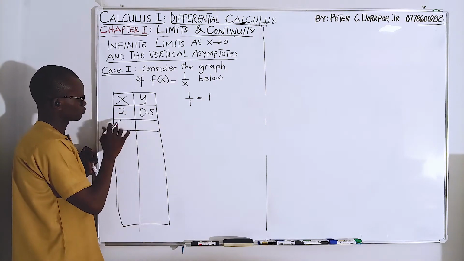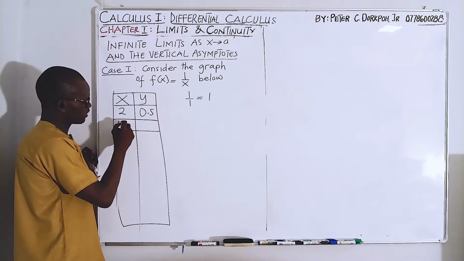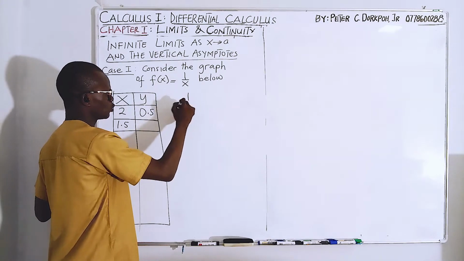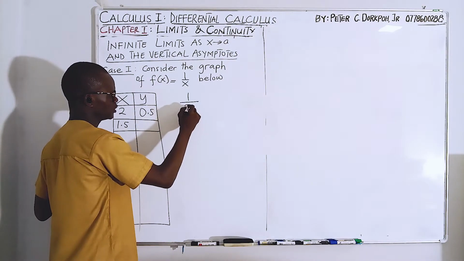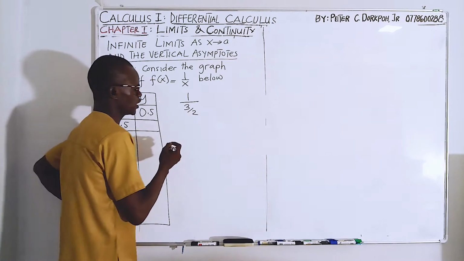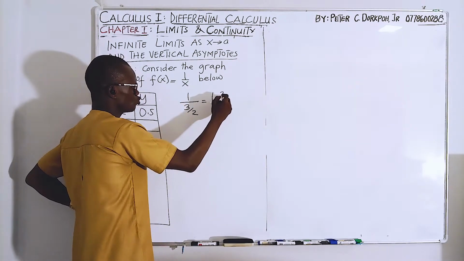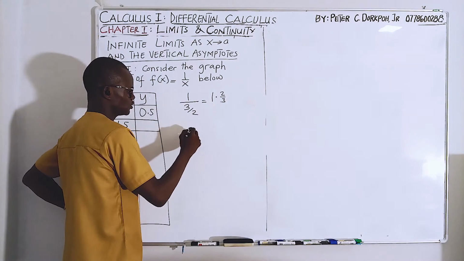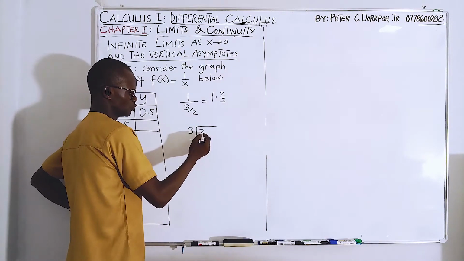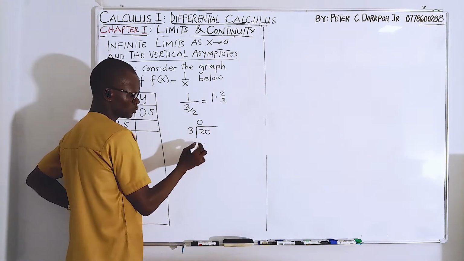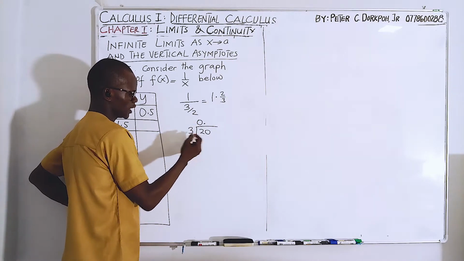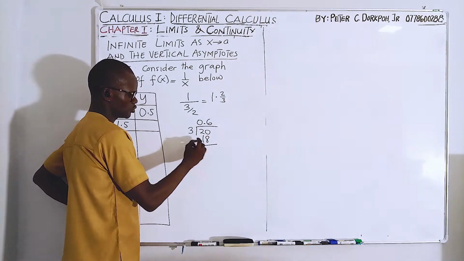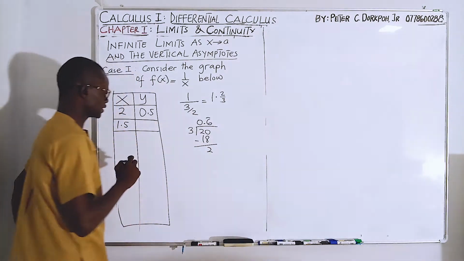When x is 1, or maybe we could say 1.5. When x is 1.5, what do we have? 1 over 1.5 is like saying 3 over 2, meaning 1.5. So this is 1 times 2 over 3, right? You reciprocate, it's 2 over 3. So 3 into 2, you add a 0, 3 into 20, it goes 6 times, 3 times 6 is 18. So you subtract, there's a 2, so it's going to be 0.666666.